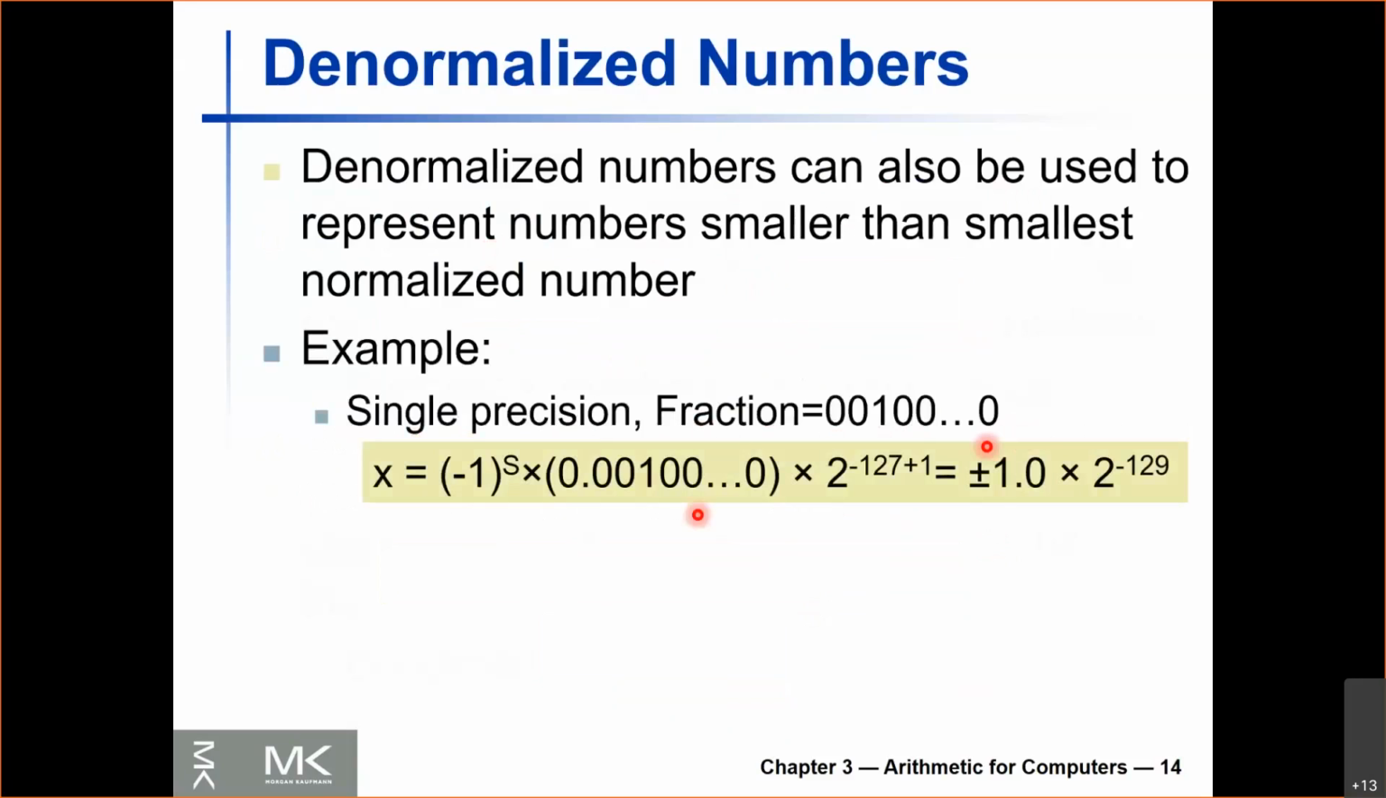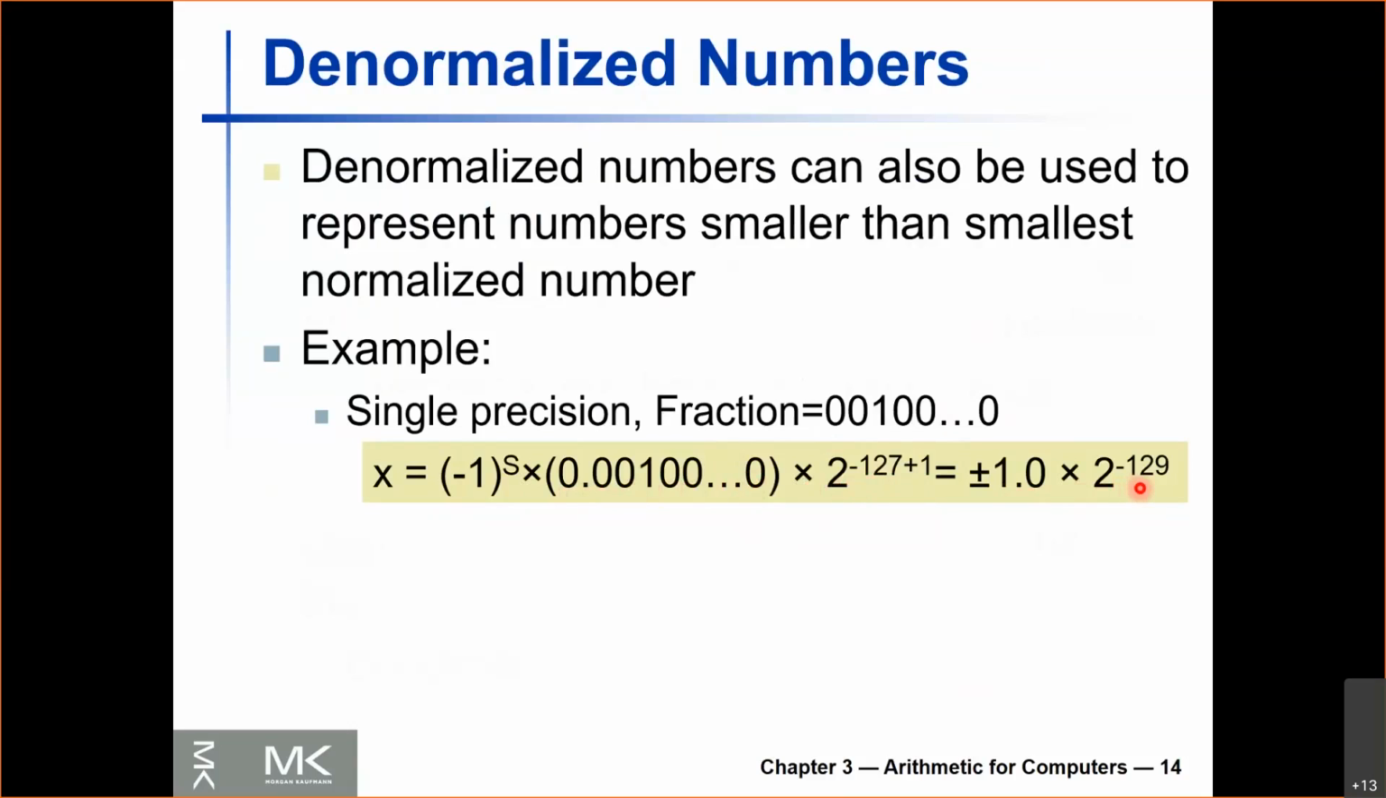Well, here my number is going to look like this. It's going to be negative 1 to the power of s, where s will be 0 or 1. The fraction is 0, 0, 1, 0, 0. Since this is a denormalized number, I'm going to interpret it as 0 point the fraction. So it's going to be 0.001 and then a bunch of zeros times 2 to the power of negative bias plus 1. In this case, it's 0.001 times 2 to the power of negative 126. And if I normalize that, it becomes 1.0 times 2 to the power of negative 129.